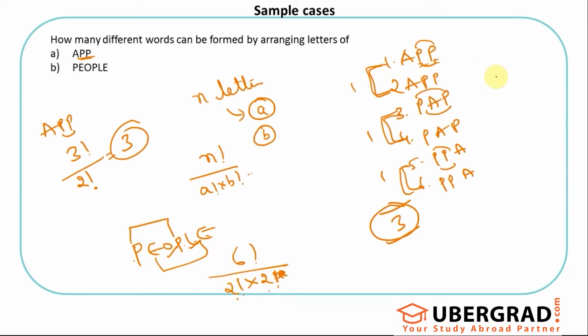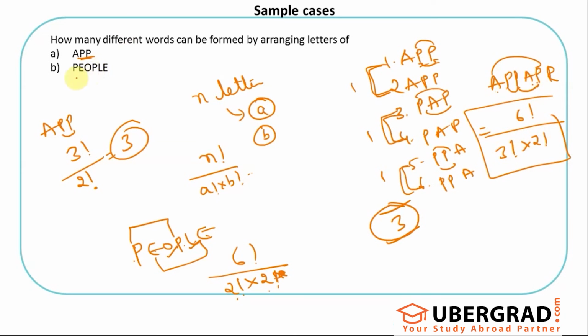If I have a word like, let's say, APPAPR, just assume there's a word like this. 1, 2, 3, 4, 5, 6, so 6 factorial ways I can arrange. P is occurring thrice, A is occurring twice. R is occurring once, so I don't write anything because 1 factorial is 1. So this is the answer for this. That's how you need to do it when there's a repetition of letters. So make sure that you understand this properly.